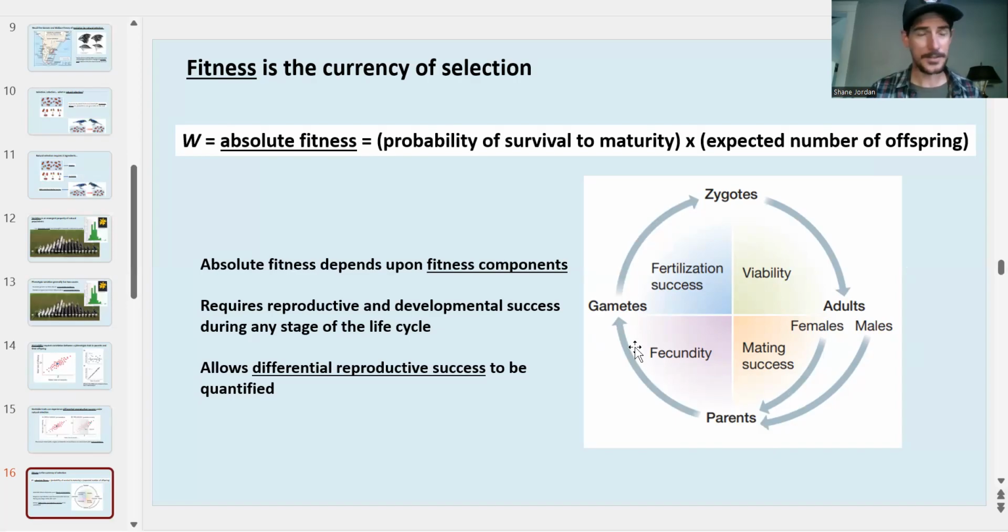And this is happening amongst not just our species, but in this example, all sexually reproducing species are undergoing this kind of life cycle. And during these various stages of the life cycle, they are able to continue gaining fitness. And this is something that allows us to quantify differential reproductive success.